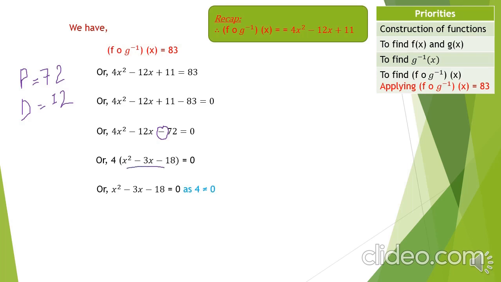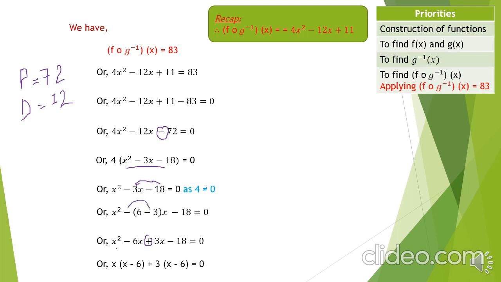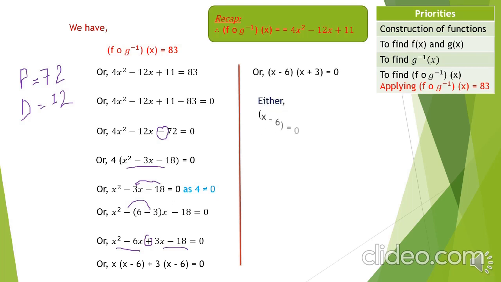So we have to find two numbers whose product is 18 and difference is 3. After taking common, it became easier. 6 minus 3, or x square minus 6x plus 3x minus 18. After multiplication, student, be careful here of this plus sign, because minus into minus is plus. On taking common from these two and these two, x bracket x minus 6, and 3 is also common, x minus 6, or x minus 6 and x plus 3. Either x minus 6 is equal to 0 or x plus 3 is equal to 0.